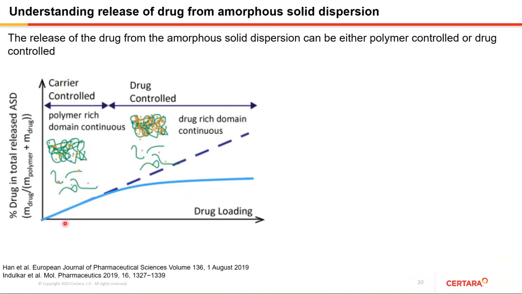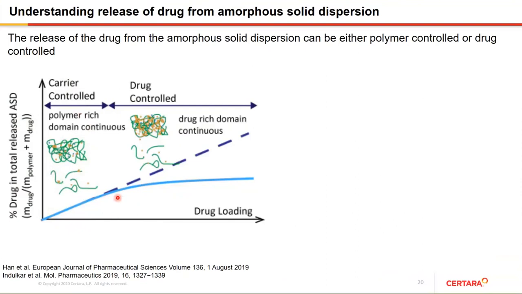So in a region of low drug loading, where there is a linear relationship between the drug loading and the percentage drug which is released from the ASD, you usually have a carrier controlled or a polymer controlled release, because at the lower loading you have a low amount of drug. So in this, the yellow is the drug and the green is the polymer. So there is a really low amount of drug which is uniformly distributed within the amorphous solid dispersion. And when the amorphous solid dispersion is dissolving, it is actually the polymer which is taking the drug along with it into the solution.